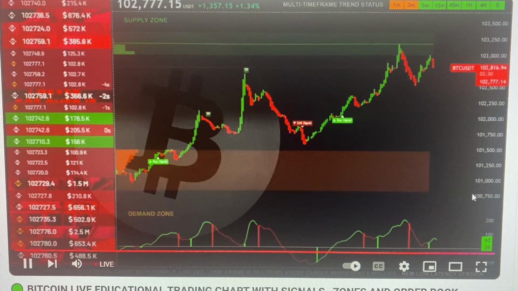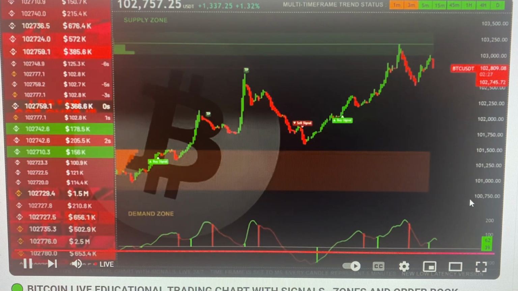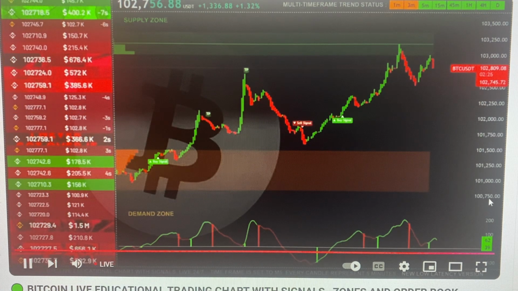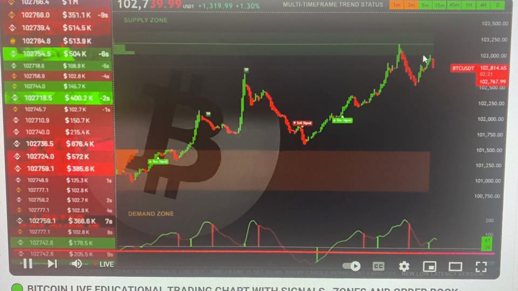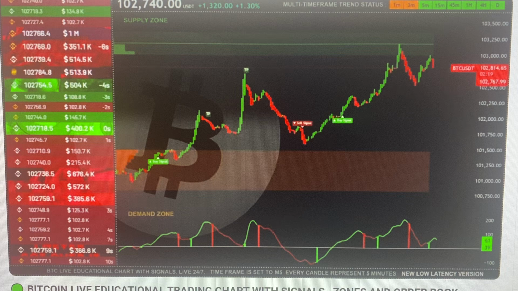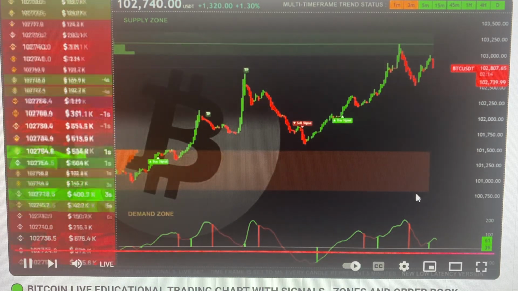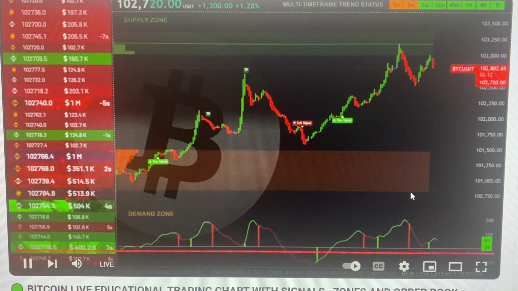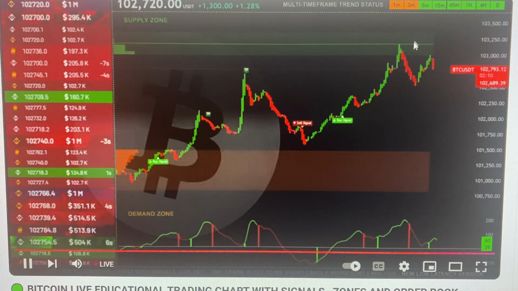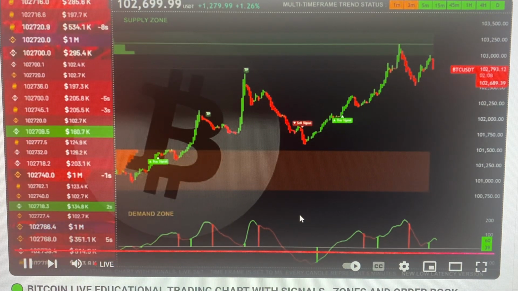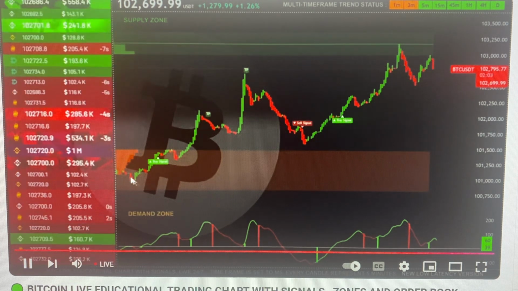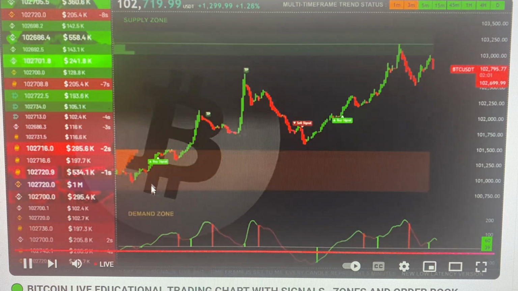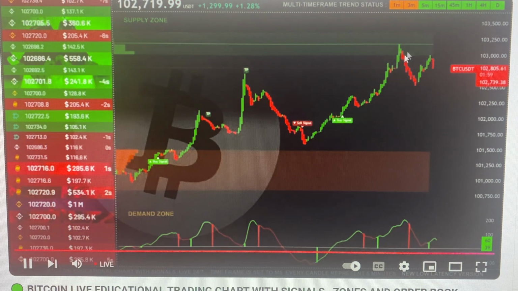Here you can see the lowest price in the demand zone is about 100,750, and the supply zone is just about 103,000. So that's close to 3,000 points between the lowest part of demand and the supply zone. So that's a nice price swing. So this is the trade I'm going to talk about here. Obviously, it enters the demand zone and then pivots and then goes into the supply zone.